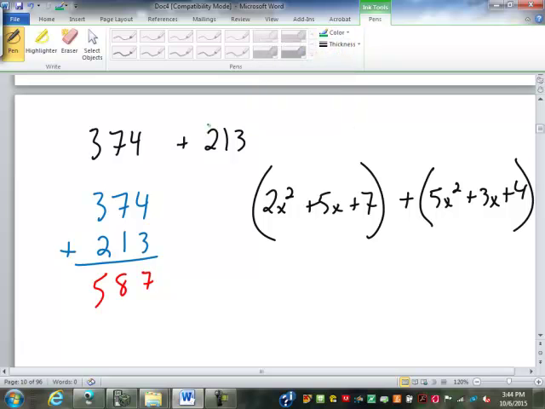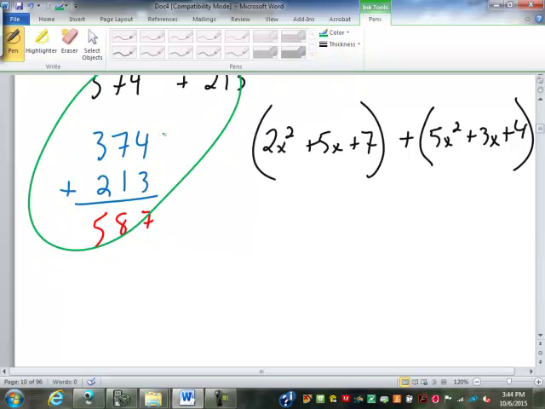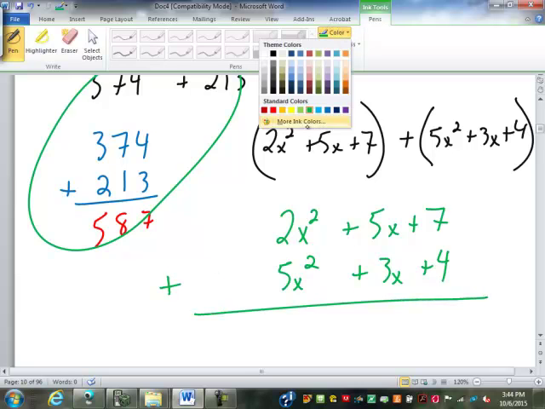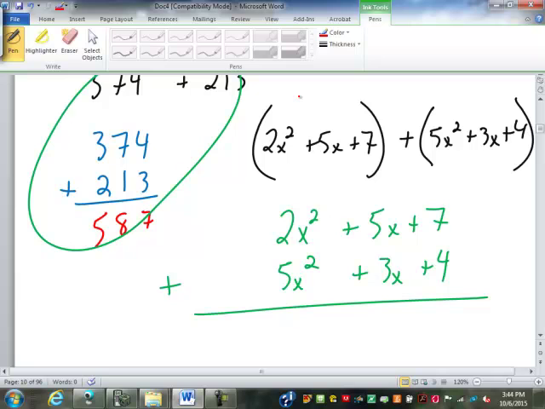So just like we did with our whole numbers, we're going to set this up, lining up the place values. So 2x squared plus 5x plus 7. We're going to put the x squareds under the x squareds, the x's under the x's, and the ones under the ones, and we're adding down the columns. Now here's another one of our differences. When we add, there is no carrying or borrowing. 7 plus 4 is 11. We just leave that as 11 ones.